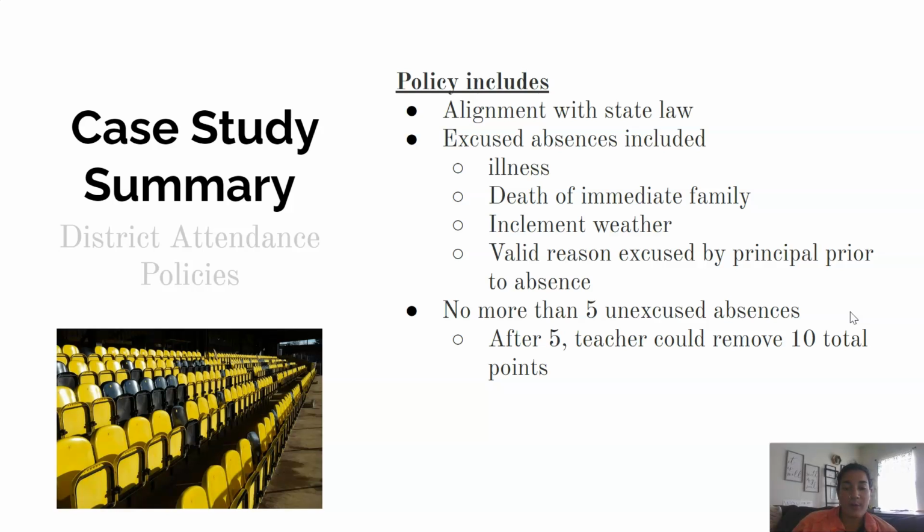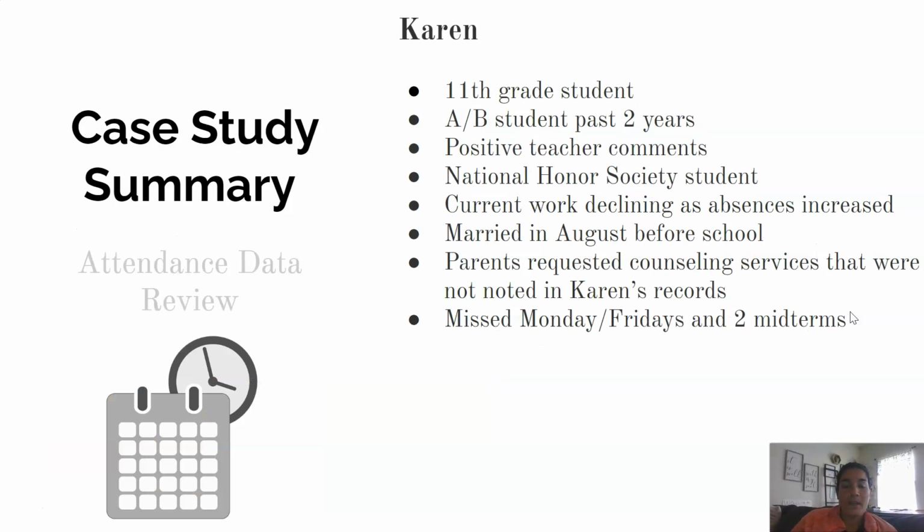This district policy also states that students cannot have more than 5 unexcused absences in a class. After those 5 absences, teachers are not encouraged, but teachers can remove 10 points from their overall grade. So there is in this case study a good outline of what's happening attendance-wise. There are 5 students that the principal looks into to see what's happening with the data.